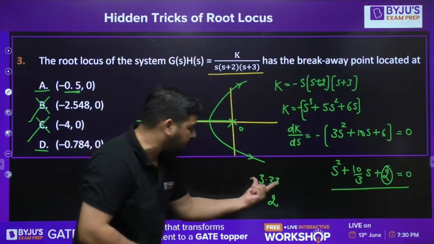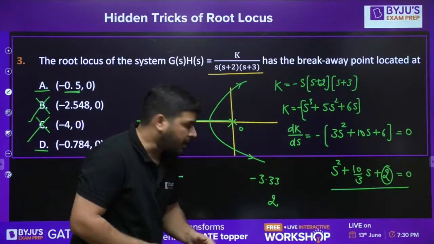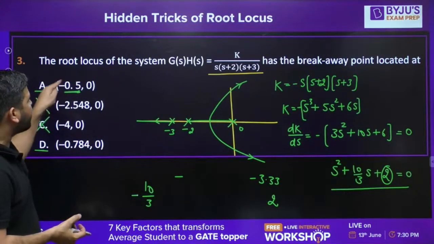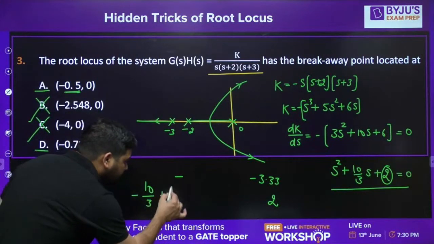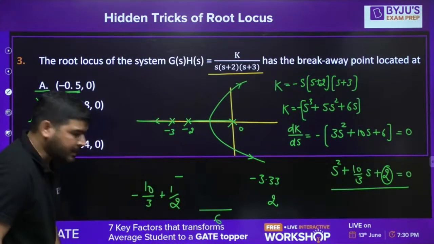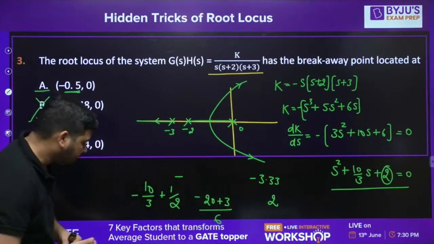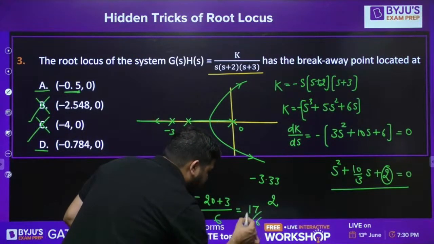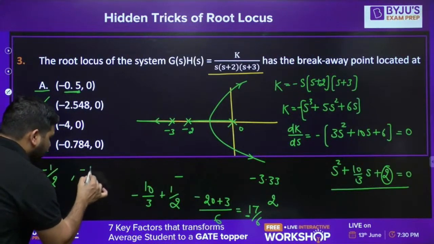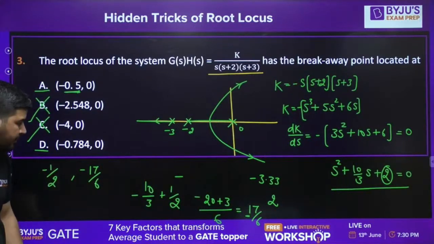remove that minus 0.5 from here, okay? Because the sum of the roots has to be minus 10 by 3. If one root is at minus half, then what about the other root? You can take the LCM 6, and it will become minus 20 plus 3. Is it clear, guys? So it will become minus 17 by 6. It means if one root is at minus half, the other root has to be minus 17 by 6.